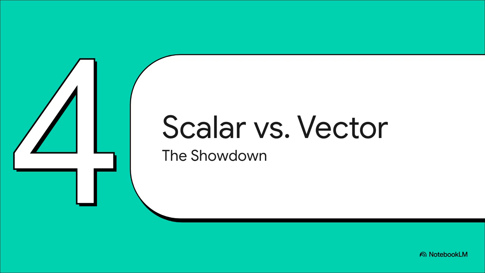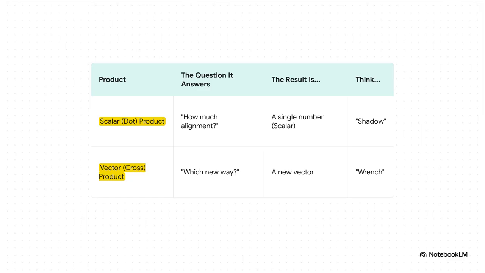Okay, so we've met our 2 tools. Let's put them side by side for a final showdown just to make sure the difference really sticks. This table really just says it all. The scalar, or dot product, asks how much alignment is there. The result is just a number. Your keyword is shadow. The vector, or cross product, asks which new way do we go? The result is a whole new vector. Your keyword is wrench. 2 totally different questions, leading to 2 totally different kinds of answers.